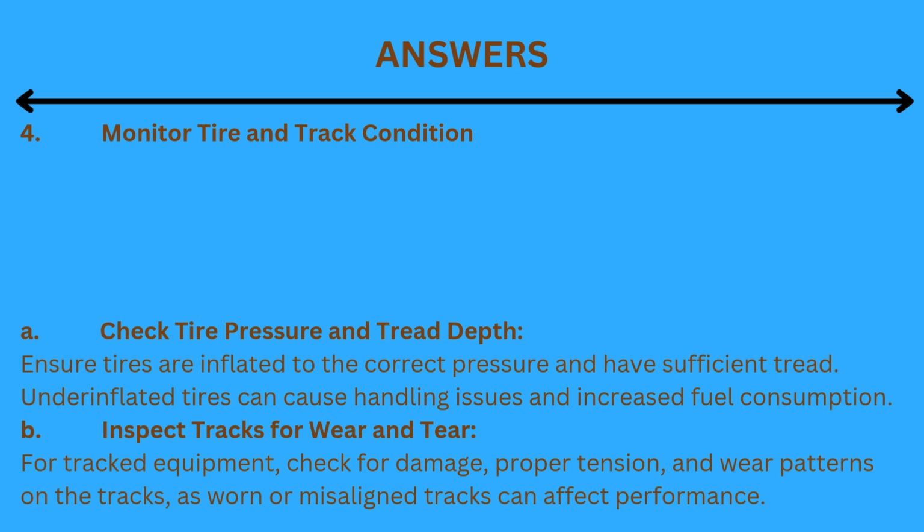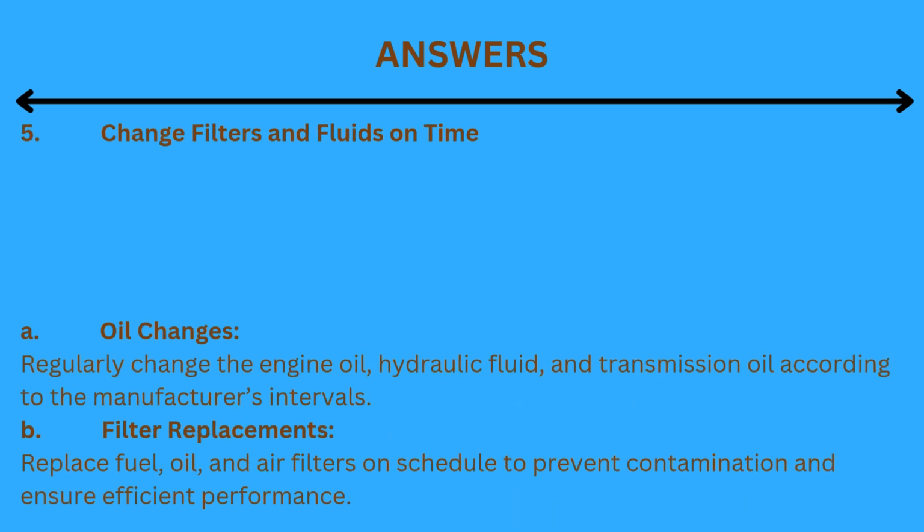4. Monitor tire and track condition. A. Check tire pressure and tread depth. Ensure tires are inflated to the correct pressure and have sufficient tread. Underinflated tires can cause handling issues and increased fuel consumption. B. Inspect tracks for wear and tear. For tracked equipment, check for damage, proper tension, and wear patterns on the tracks, as worn or misaligned tracks can affect performance.